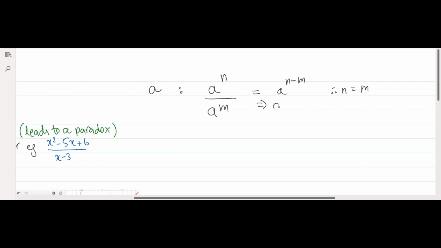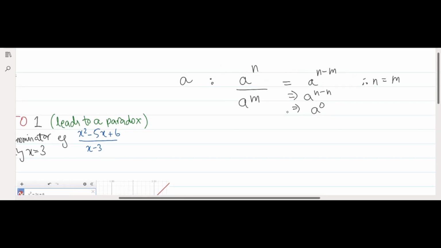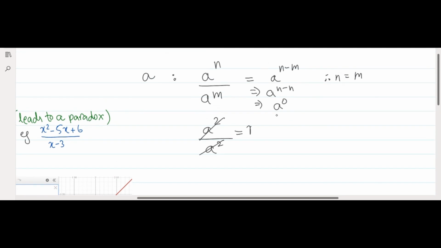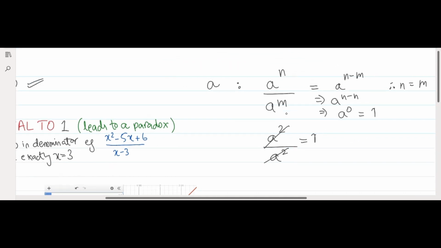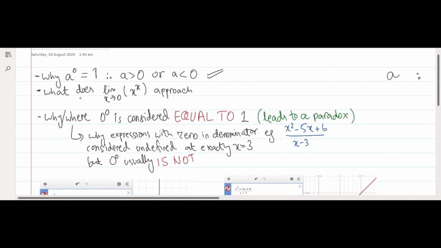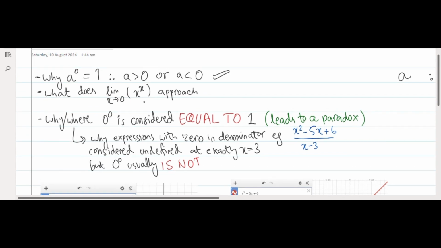If you analyze an expression where n is equal to m, you will get a raised to the power n minus n, which is equal to a raised to the power 0. n minus n equals 0, right? If you have any expression where the numerator matches the denominator, the expression equates to 1. a squared upon a squared equals 1. So a^n upon a^m, which is equal to a^n upon a^n, is going to be equal to 1. So a raised to the power 0 is 1, right? That's the basic proof for the first part.